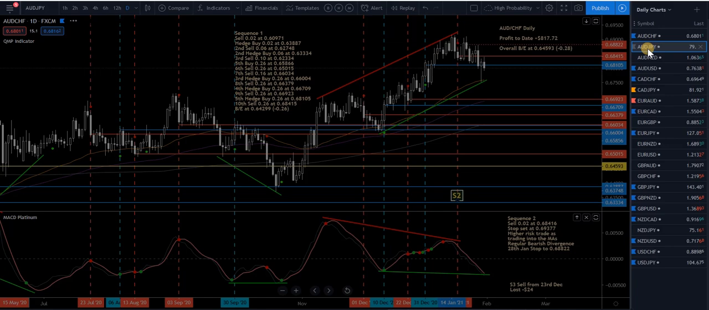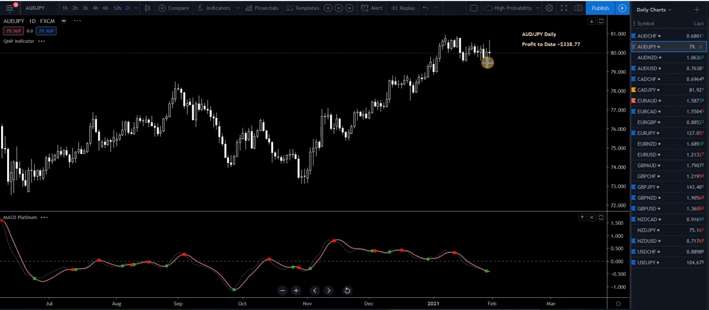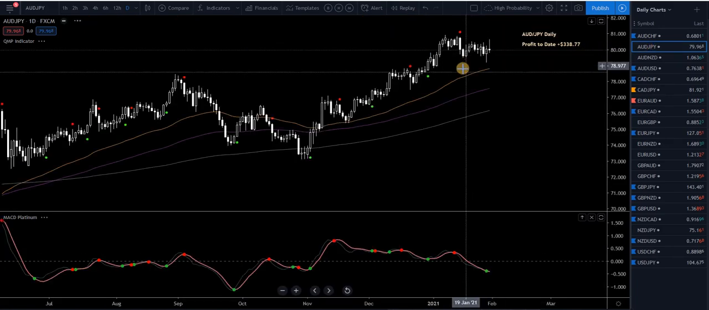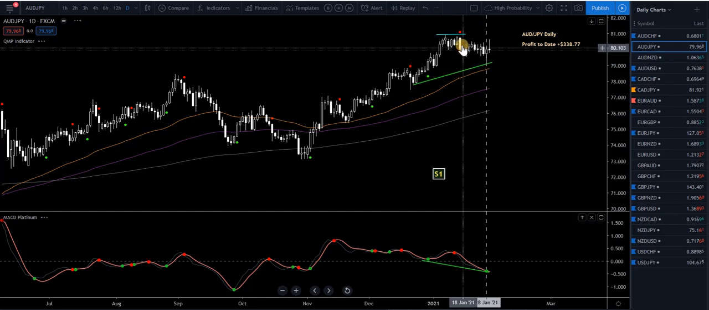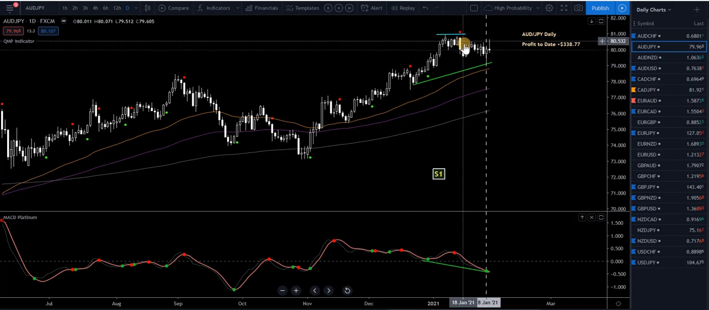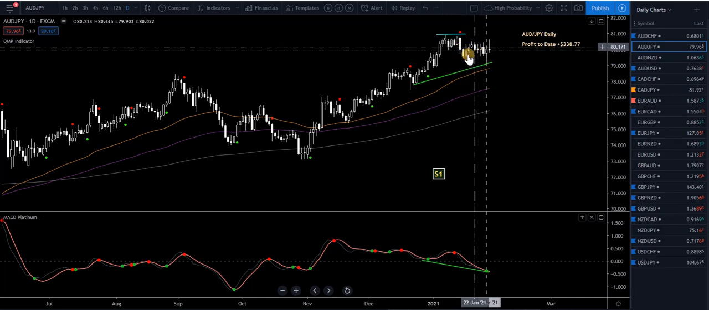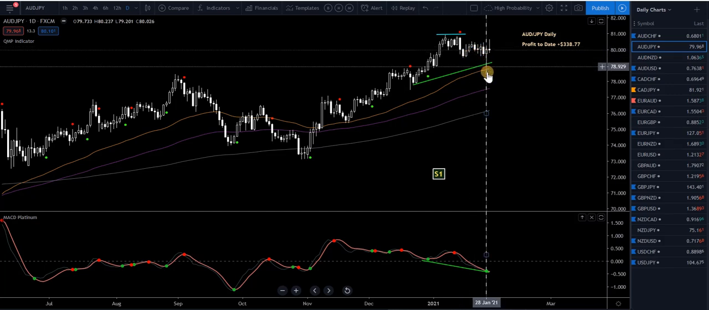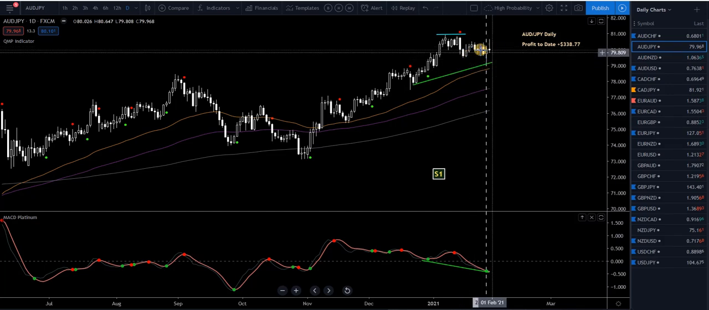Aussie Japanese Yen. Now I was in a trade here and I've closed out of it. I was in a sell up here. I did take this sell. It went against me. I took a little bit off the table and dropped down. So I'm just watching it now. It's going nowhere fast. The yen pairs have been on the move.